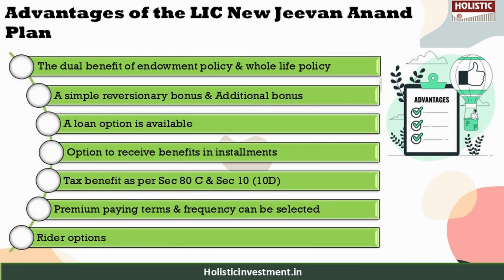The advantages of investing in this policy are: there is a dual benefit of endowment and whole life policy, and there is a simple reversionary bonus and additional bonus which will enhance your maturity benefit. A loan option is also available, and there is an option to take your death benefit and maturity benefit in installments. There are tax benefits as per Section 80C and Section 10(10D), premium paying terms and frequency can be selected as per convenience, and rider options are also available.